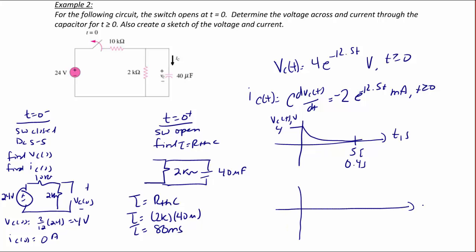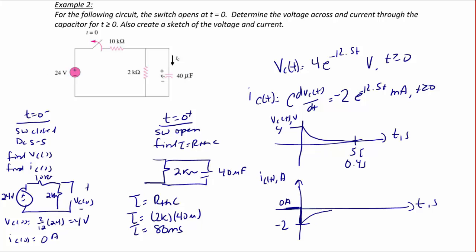Finally, time in seconds, IC of t in amps. As we found here, it starts out at 0. And then as soon as the discharging starts, it jumps down to negative 2.